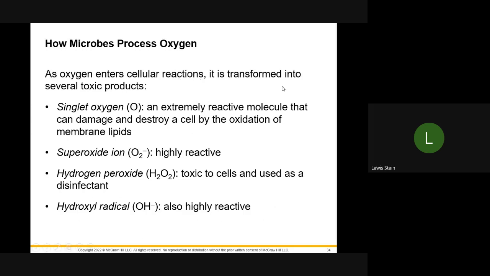Intercellular reactions, it's transformed into several toxic products. So here are some of them. Singlet oxygen, very reactive, not worry about it. Superoxide, worse. Hydrogen peroxide, the hydroxyl radical is another one. So when you have these, effectively what they do is they bump into stable molecules and destabilize them and create other free radicals. That's really what happens. A free radical is the linchpin of modern cancer theory.